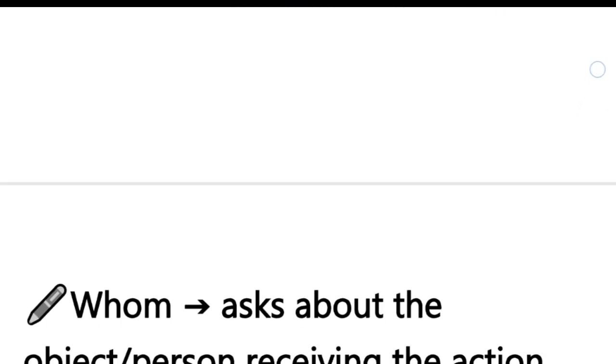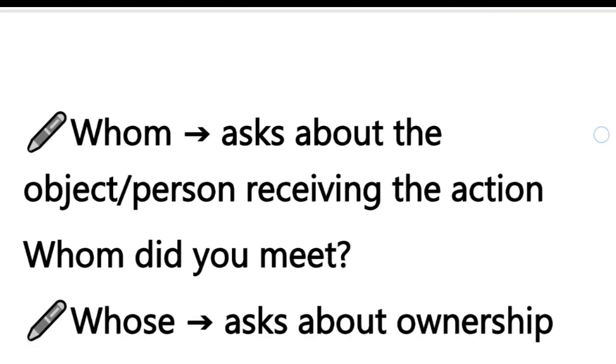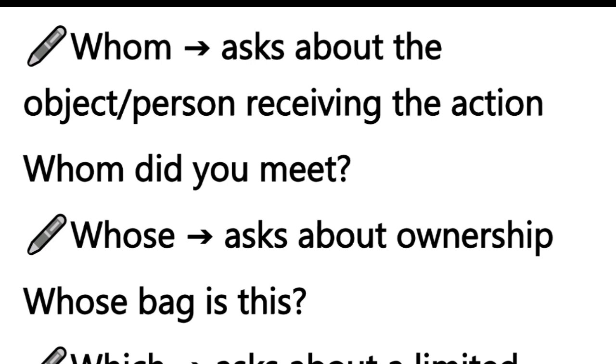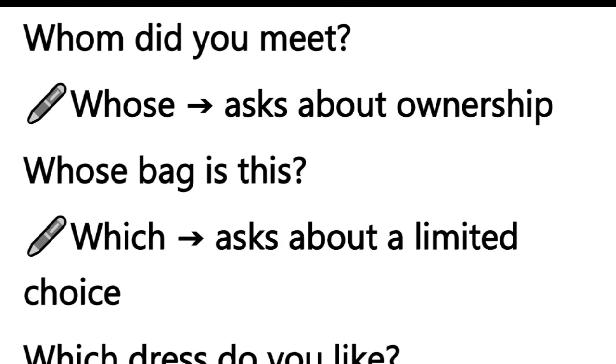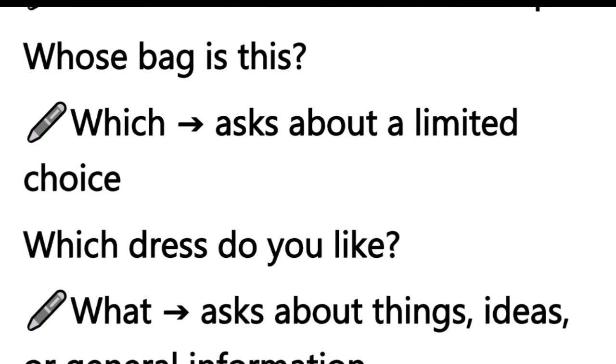And along with that, there's whom, which is also used to ask questions about a person, but mainly as an object, the person who is receiving the action. For example, whom did you meet? The answer will be the name of the person who is receiving the action. Next is whose, which is used to ask questions about ownership. For example, whose bag is this? So it means the bag belongs to which person.